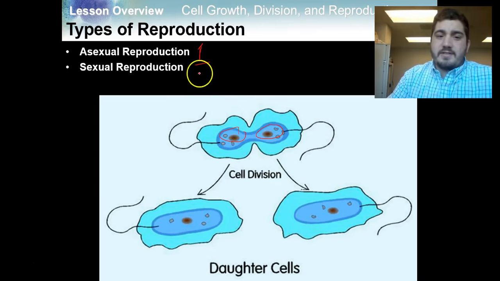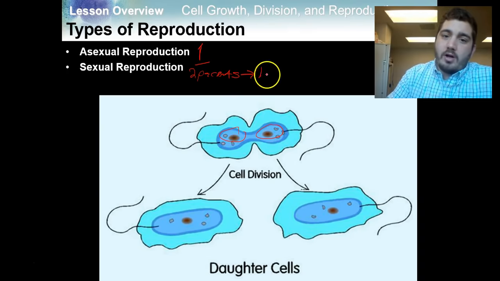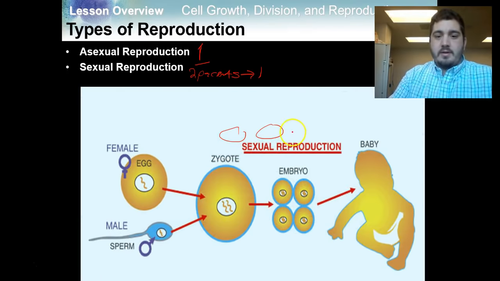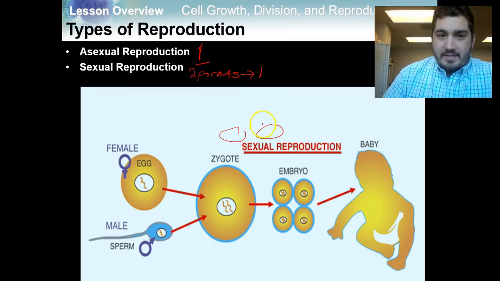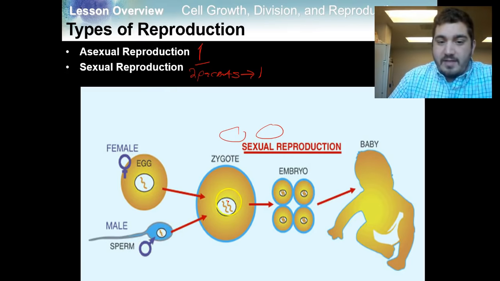All right, and this is different than sexual reproduction, where we have two parents, okay, that are going to make one offspring or one daughter cell. And believe it or not, this is how babies are born, right? We have, basically, two sex cells. So we have a female, which is usually the egg, and then a male, which is a sperm, right? And they come together to make one organism.